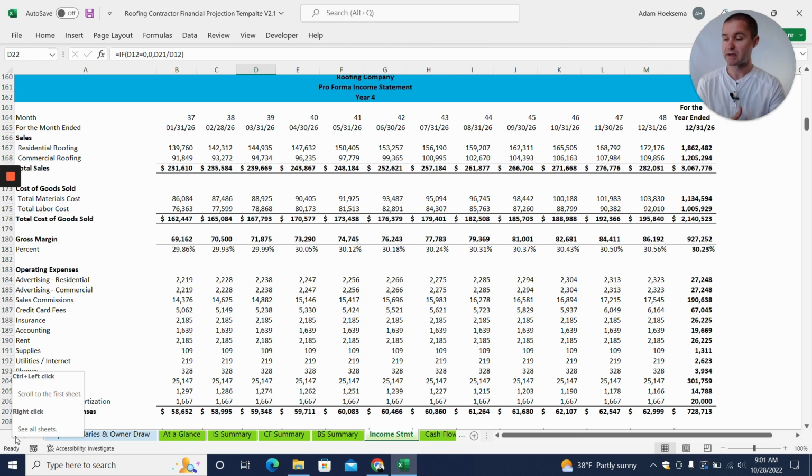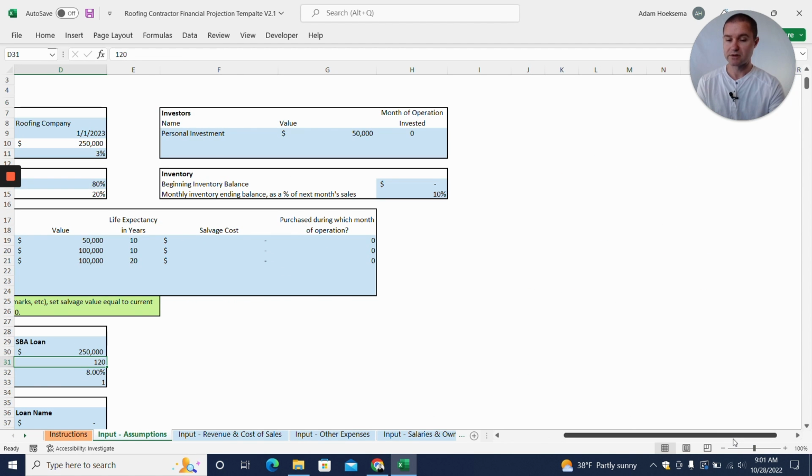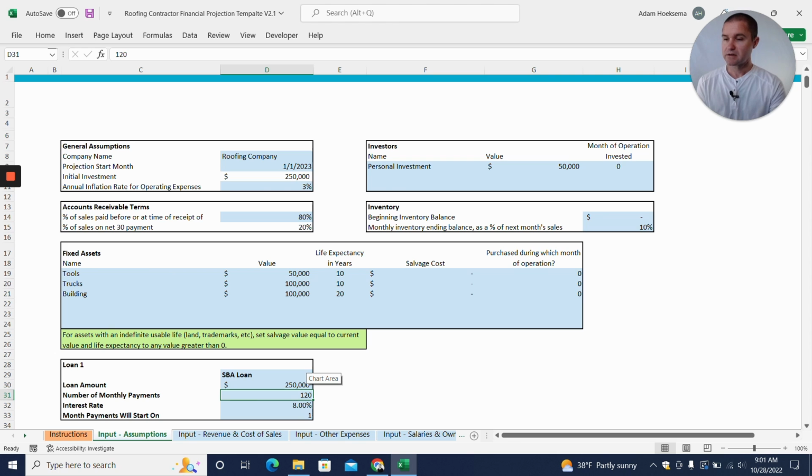We have a little bit of work in order to get there. So what we're going to do is go back here to our input assumptions tab. This is where we'll get started. I'll walk you through how to fill this out. We can put in some general assumptions like the start month of the projections, how much you are personally going to invest, or how much outside investors are going to put into the business. Now, if you're trying to get a loan, typically you're going to have to put in probably at least 10% of the total loan or total startup cost as a personal investment.